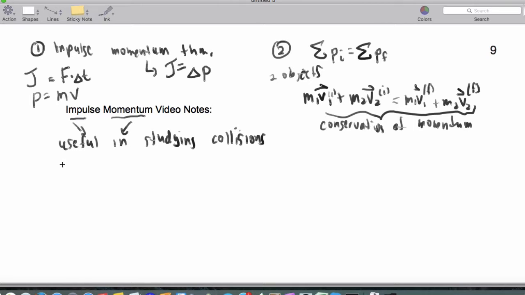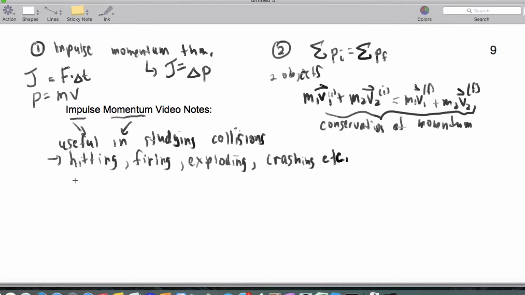And specifically, we're talking about things like hitting, firing, exploding, and crashing, etc. So we're dealing with really large forces and really small times.